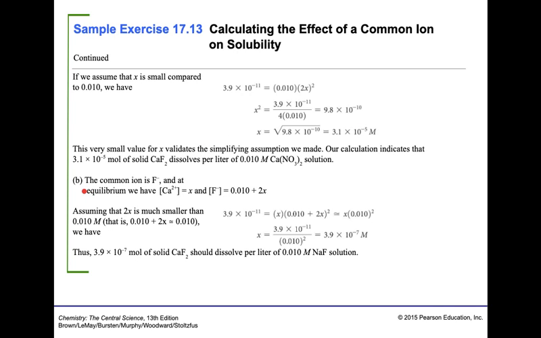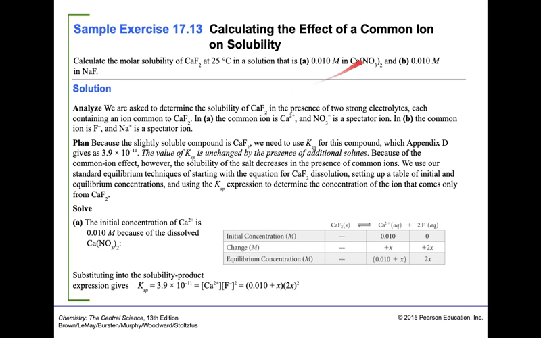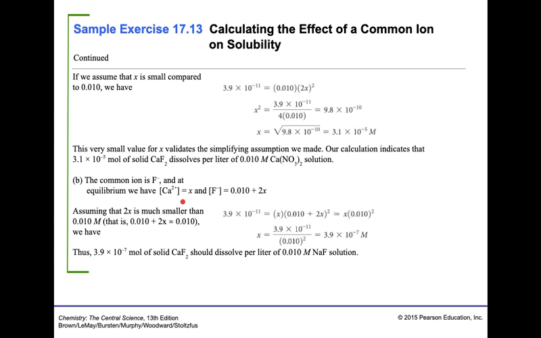Letter B for your example exercise, if you want to flip back, has a different compound in the solution. Now you can see we've got sodium fluoride, so your common ion for letter B is going to be fluoride, not calcium. They solve for that difference very quickly by saying calcium is x, and then fluoride is 0.010 plus 2x. You still have to keep that stoichiometric ratio in there.